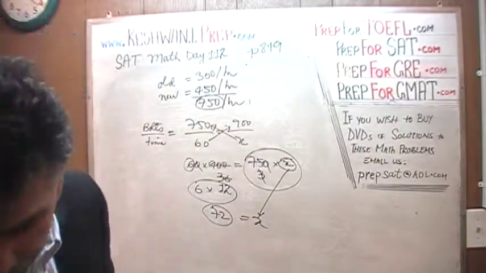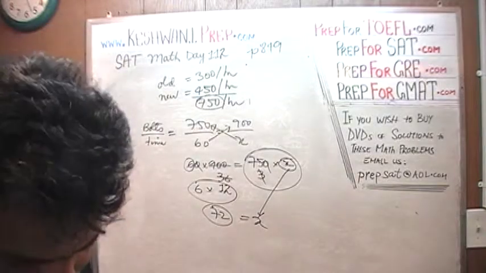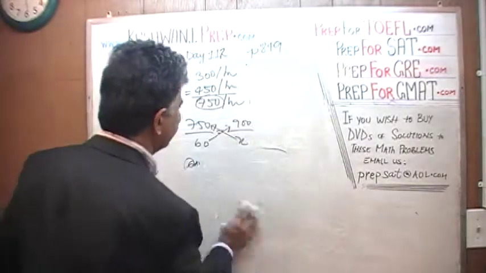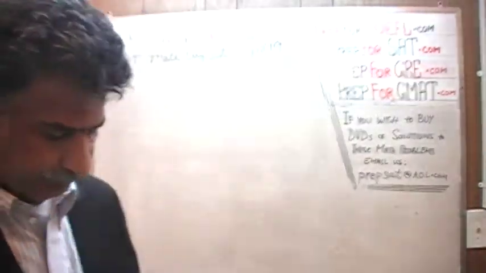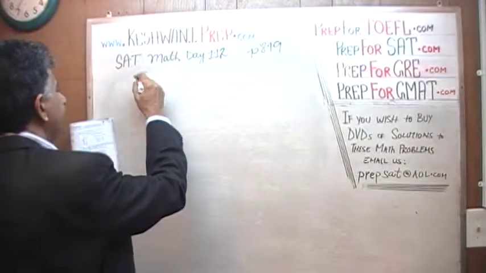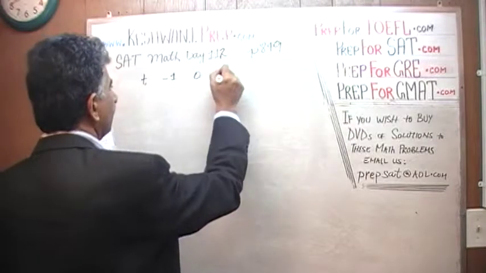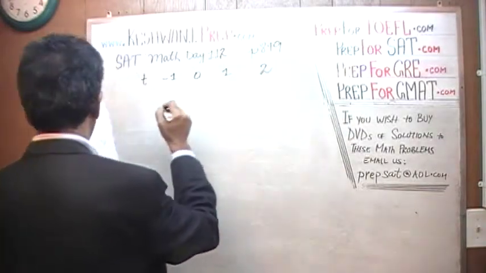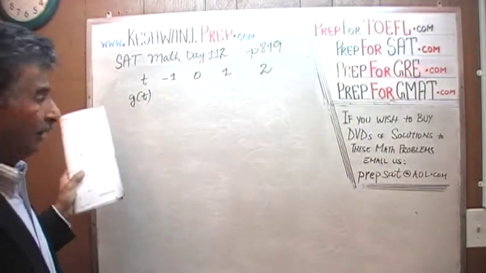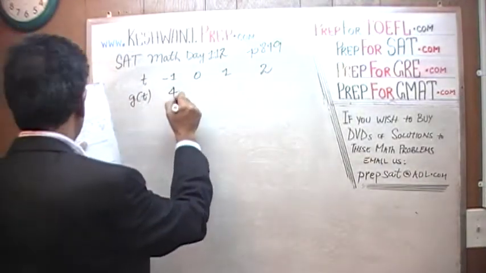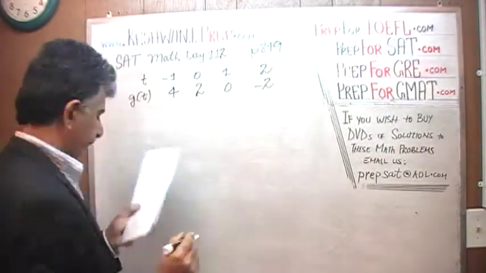This is number 11, shall we? Number 11. The very last one on the page. We are given some values of t: -1, 0, 1, and 2. And we are told that the values of the function g at these values of t are 4, 2, 0, and -2.